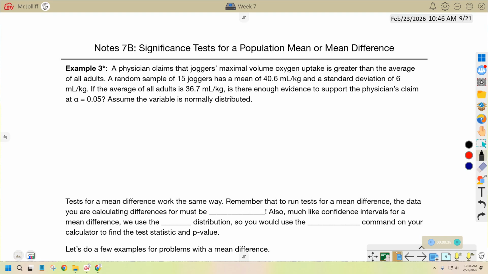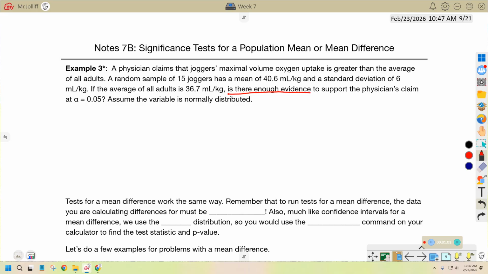So we're going to go through our state plan do conclude list, even if we're not writing it down formally. So first thing I need to do is figure out what it's asking me to do. And we know it's a significance test because we're in the significance test unit. Good. So question is, where is the wording in the question that tells me that? Raise your hand if you see it. Very good. Is there enough evidence?